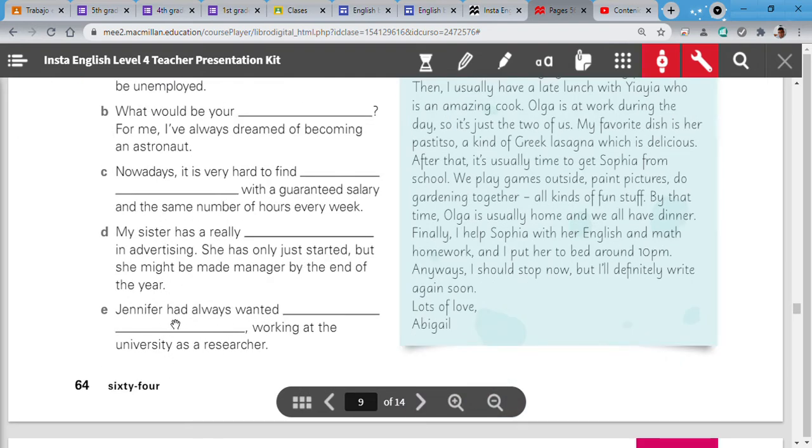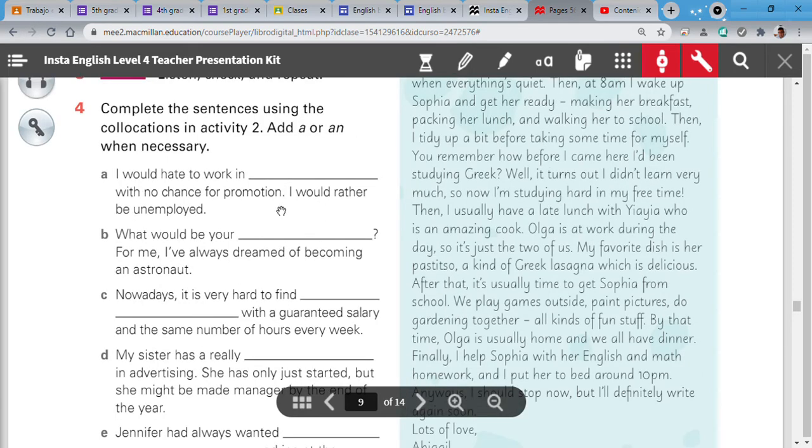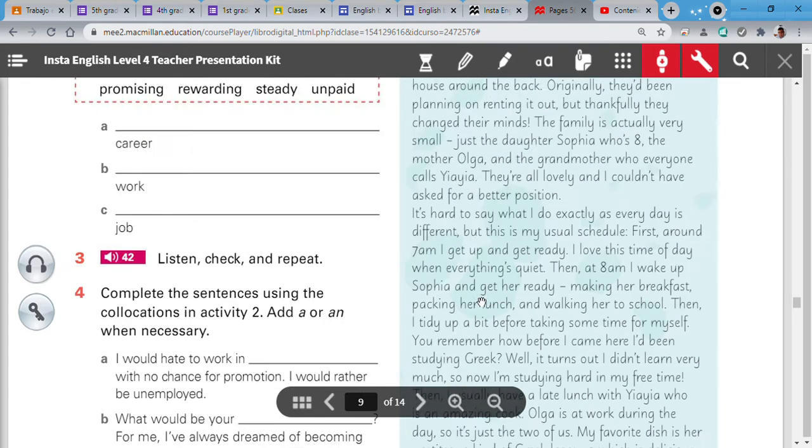E. Jennifer had always wanted an academic career working at the university as a researcher. Okay, as a researcher. So now you have the answers, so you can complete them in your books, and in class you can answer once again.